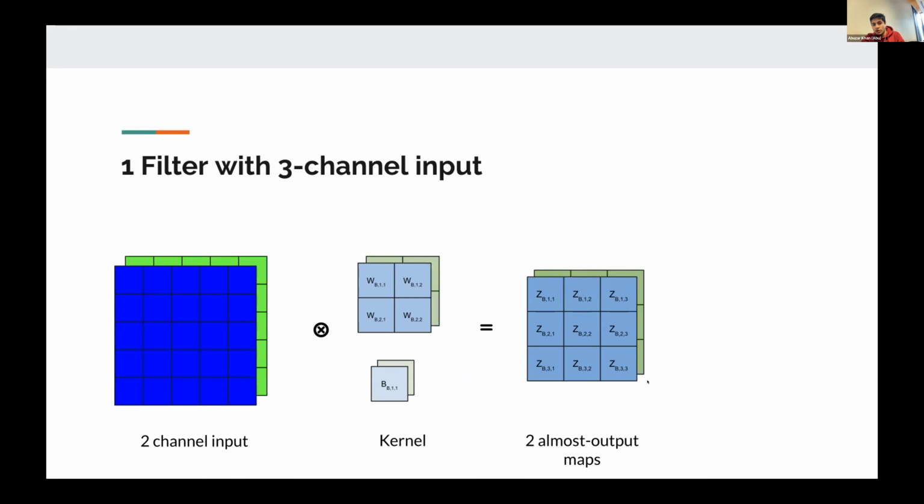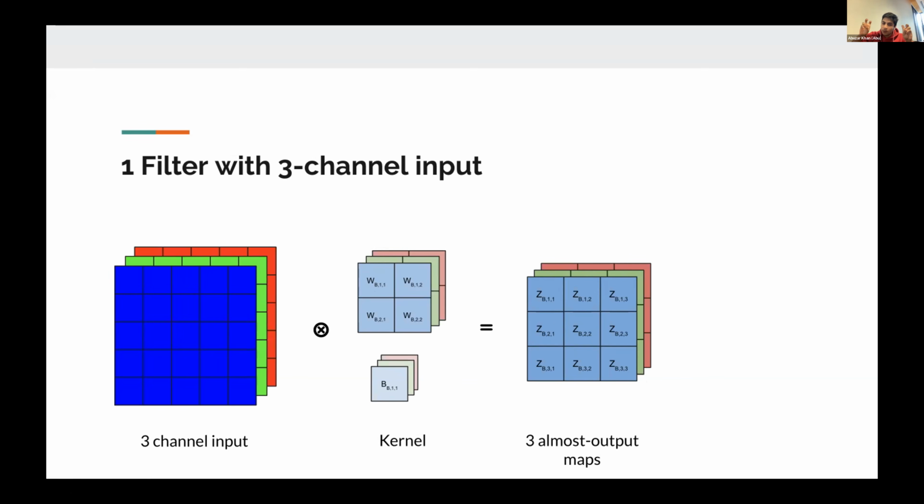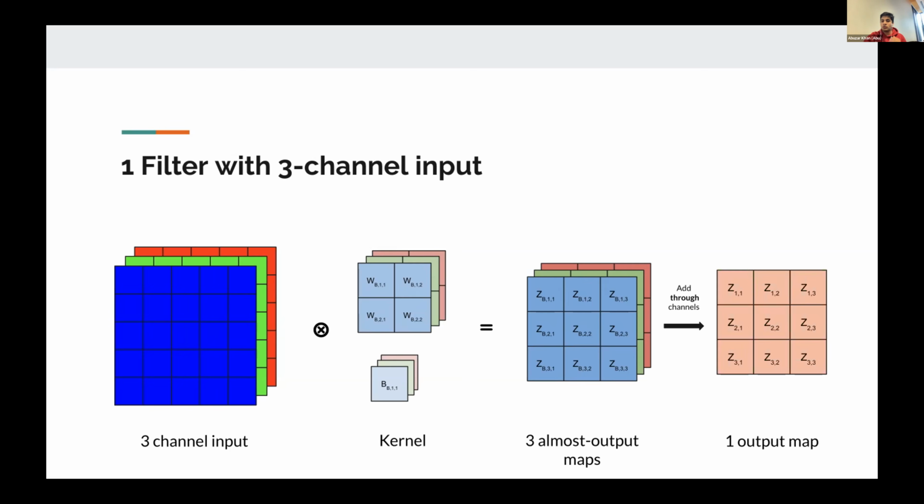We add one more input, and our kernel gets another weight matrix given to it, of course, and another bias given to it. And then we create another output map, which corresponds to the green channel. Similarly, we create one for the red channel. Right? And we are not done yet, which is why they're called almost output maps. Almost output is not an actual term. I made it up. But the reason why we call it almost output maps is because we need to combine all of them, and then get one output, right?